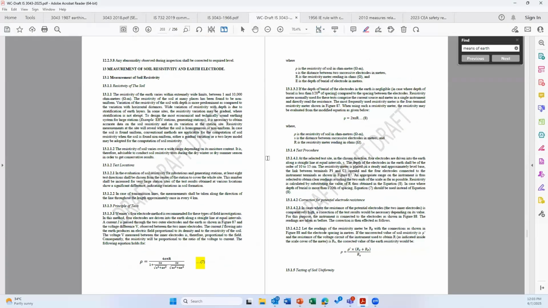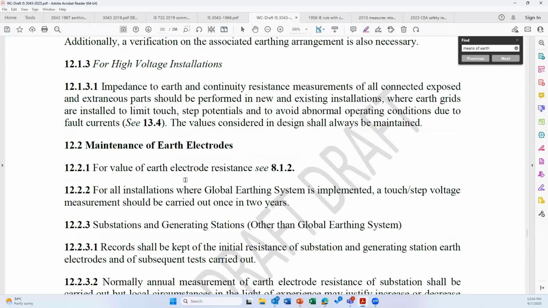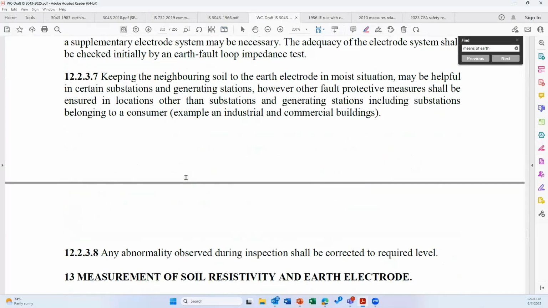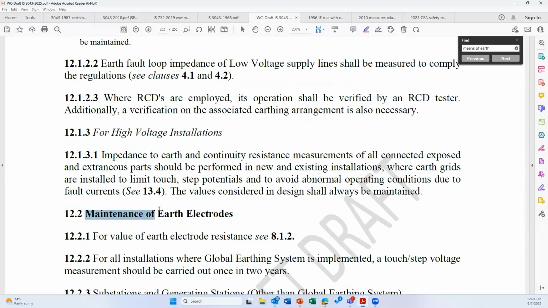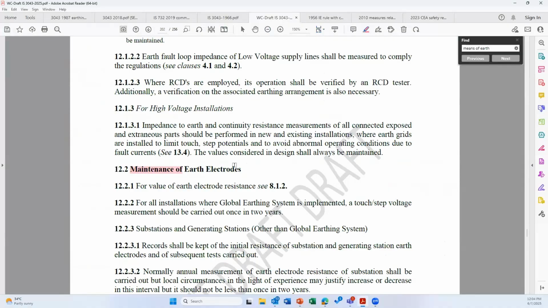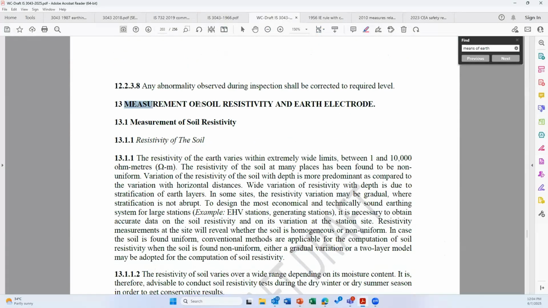Similarly, the next chapter, chapter 12, talks about the maintenance of earthing arrangement and earth electrode. Here, you can find some information on how to maintain the earth electrode and how to maintain the protective equipotential bonding. Then going to clause number 13, which talks about measurement of soil resistivity and earth electrode.